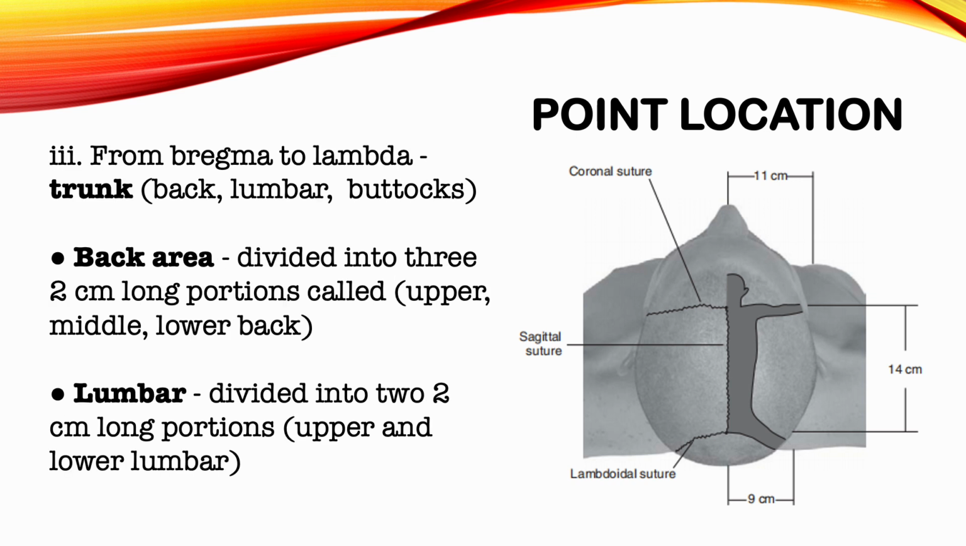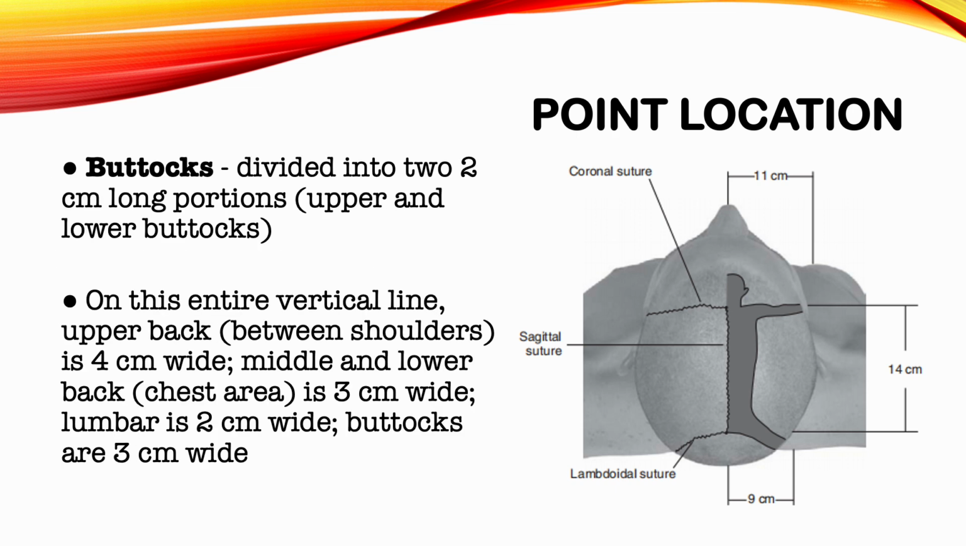From bregma to lambda is the body's trunk, which includes the back, lumbar, and buttocks. The back area is divided into 3 2-centimeter long portions called the upper, middle, and lower back. The lumbar is divided into 2 2-centimeter long portions called the upper and lower lumbar. The buttocks are divided into 2 2-centimeter long portions called the upper and lower buttocks.